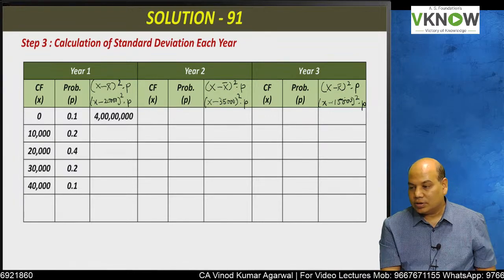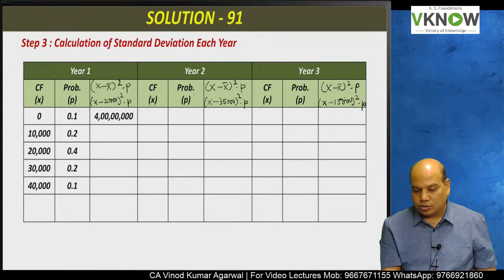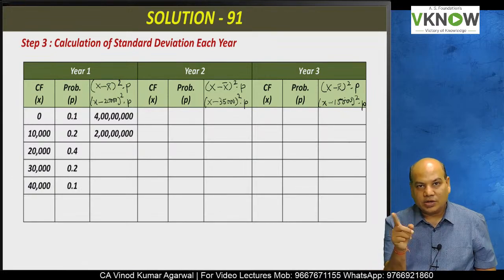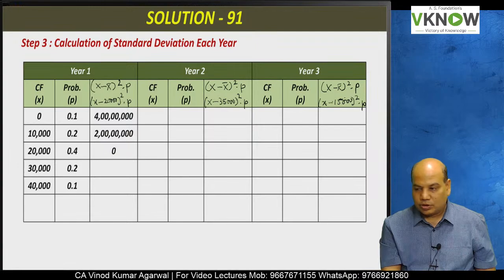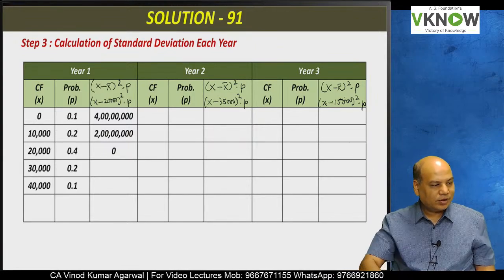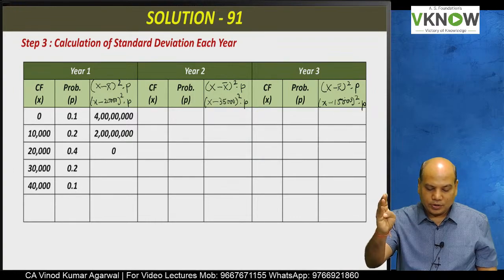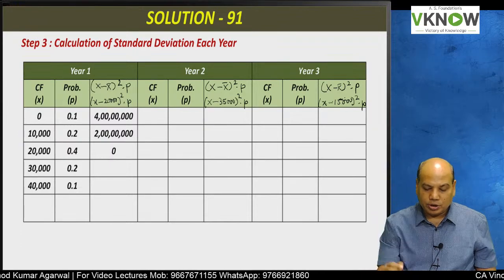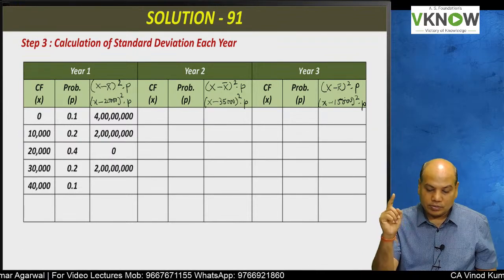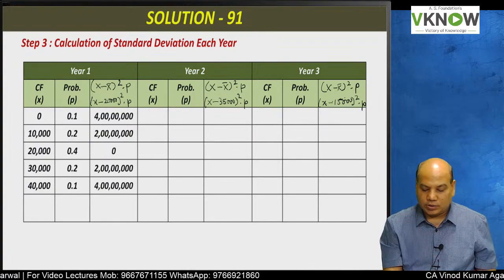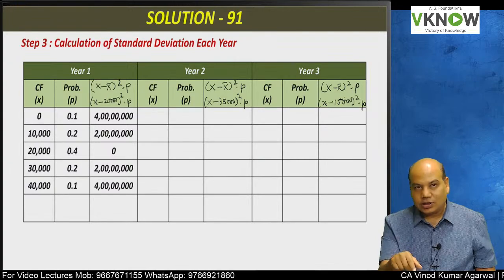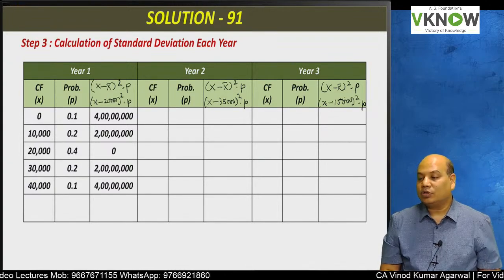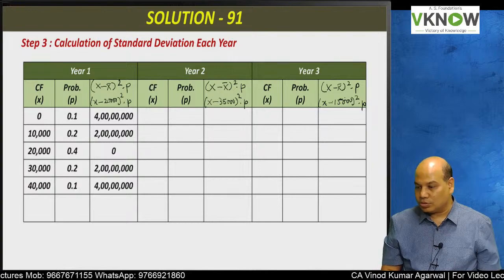Try the next one. 10,000 minus 20,000 squared into 0.2 gives 2 crore. Third one, 20,000 minus 20,000 becomes 0. You don't require a calculator, don't waste time. Next, 30,000 minus 20,000 squared into 0.2 gives 2 crore. 40,000 minus 20,000 squared into 0.1 gives 4 crore. Take the total without calculator: 4 plus 2 plus 2 plus 4.